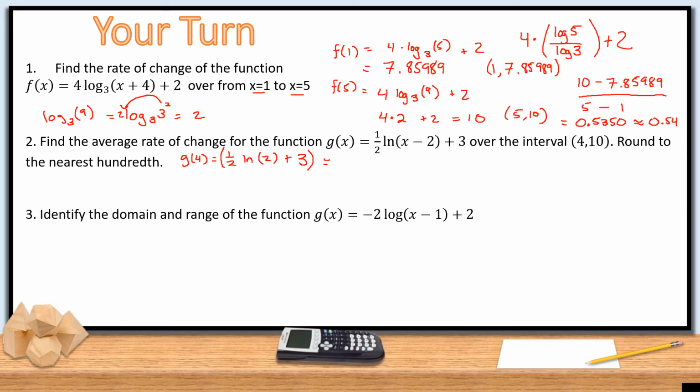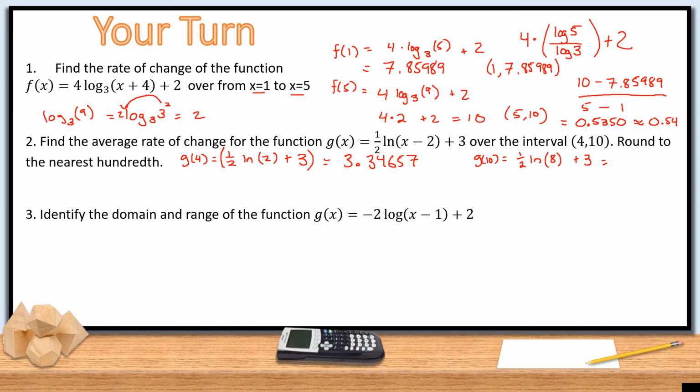I'm okay if you put a bunch of decimal places in just to keep a little bit of accuracy in there. So 3.4657. If I'm going to round to hundredths, I like to go a couple decimal places over that. And then g of 10. So we got a half ln of 10 minus 2 is 8, plus 3. So again, this could be my other coordinate, but I'm just going to evaluate it.